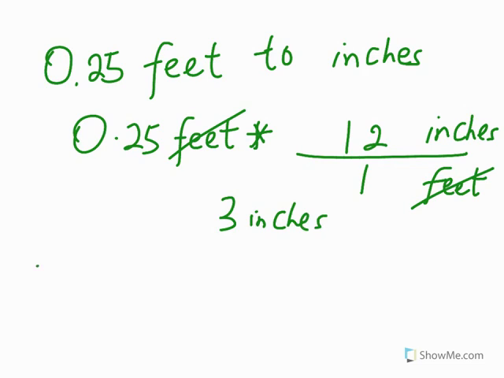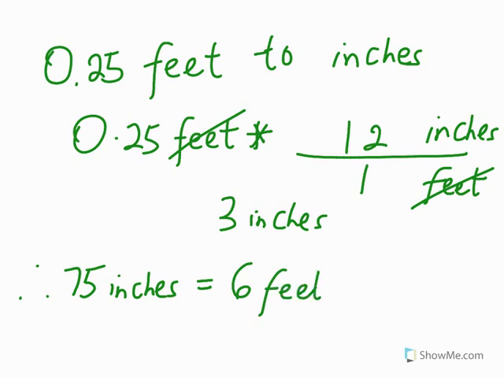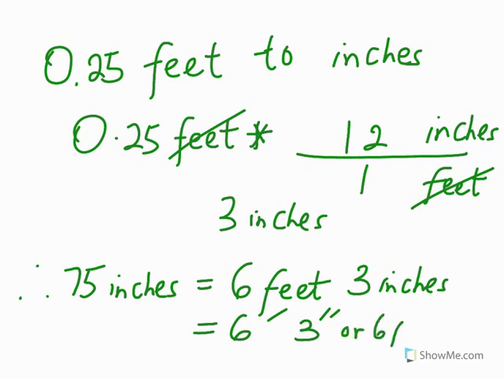So we now have, therefore, that 75 inches is equal to 6 feet, 3 inches. Now, some folks will write it as 6 feet, 3 inches, or you can also write it in symbols. Okay, so this is the first method.